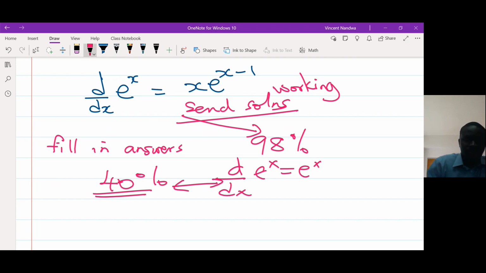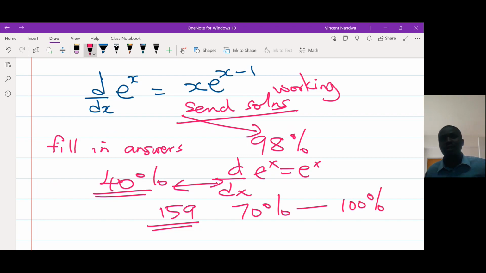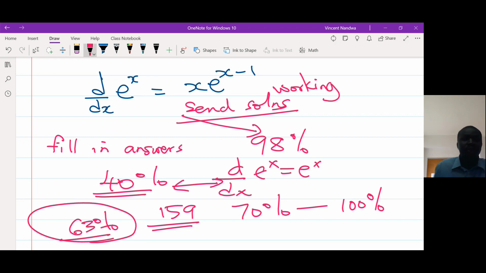So the famous 159 list, all these people scored above 70% in the fill-in answers. In fact, there are 2 people who have 100%. But after going through all these 159 scripts, the maximum marks I could get for this group was actually 63% when I marked the workings on how the answers were obtained. So something probably might have happened.